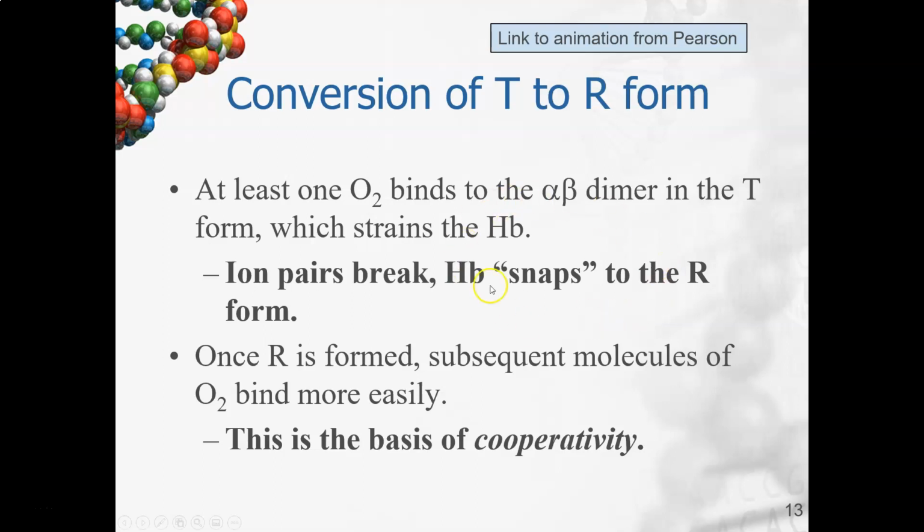So the conversion happens all at once. So all 4 subunits snap from the T form to the R form. So once you form the R form, the subsequent molecules of oxygen bind more easily, and that's the basis of cooperativity, that it's difficult for the first oxygen to bind, but then it gets easier and easier and easier for subsequent molecules of oxygen to bind.